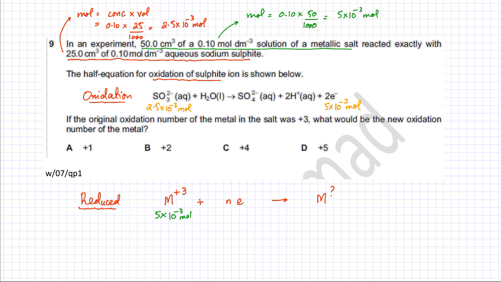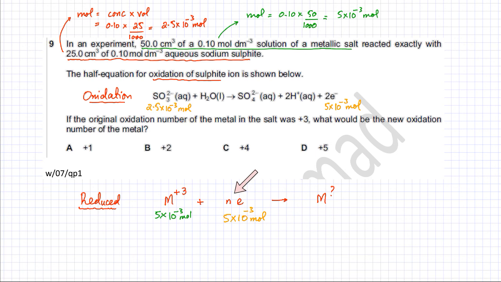And according to the redox reaction, the amount of electrons that are being produced is the same amount that would be gained. So the amount of electrons being gained is exactly the same, 5 into 10 raised to the power minus 3 moles of electrons. Now, based on the ratio, look at this reduction equation. I have 5 into 10 to the power minus 3 moles of M+3 ions, and 5 into 10 to the power minus 3 moles of electrons. So the ratio of M+3 to electrons is 1:1.